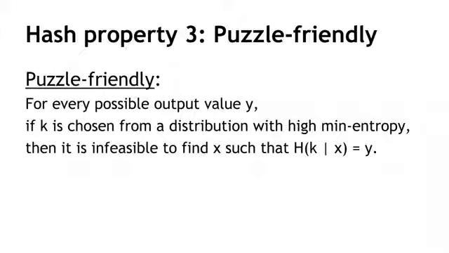So what this means is basically that if someone wants to target the hash function, if they want it to come out to some particular output value y, and if part of the input is chosen in a suitably randomized way, then it's very difficult to find another value that hits exactly that target. So the application we're going to use of this is we're going to build a search puzzle.